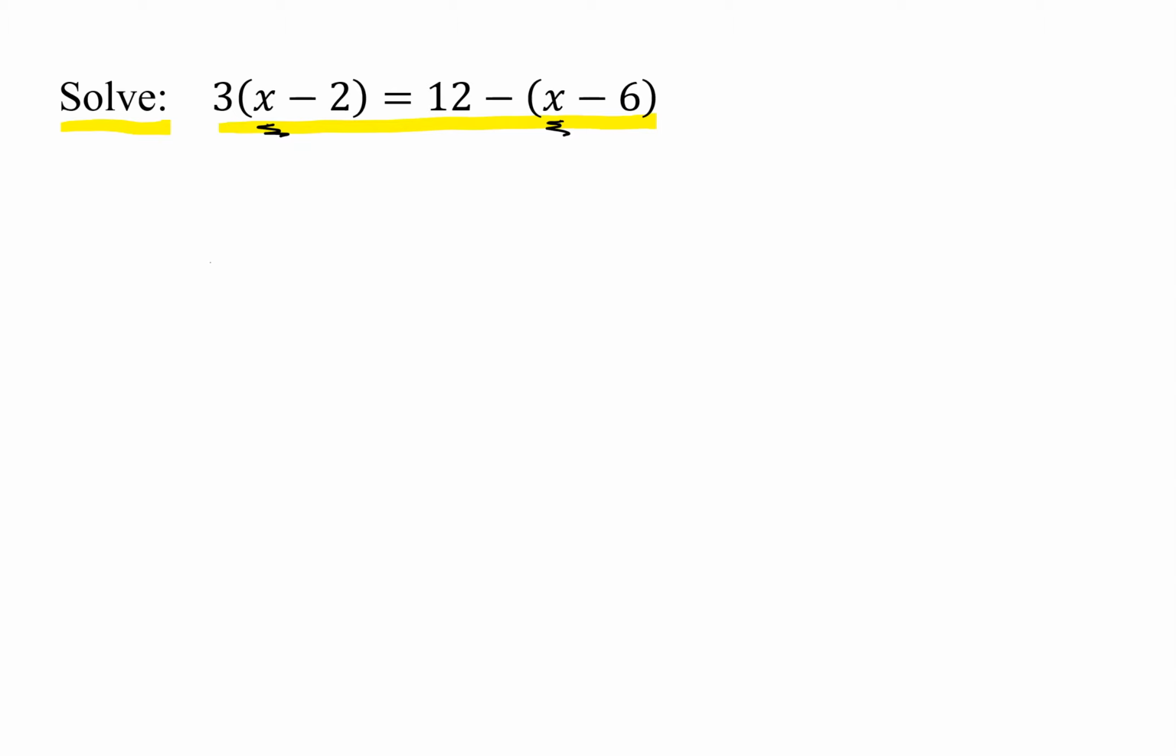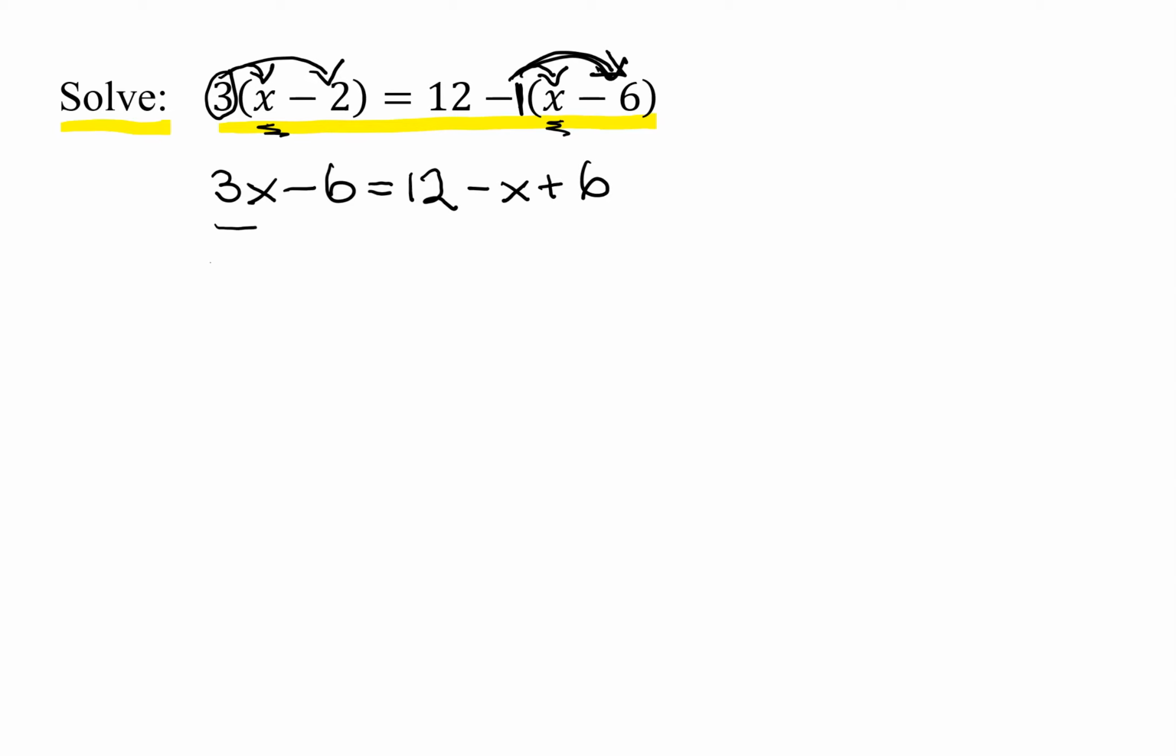So what we're going to do is to start out with distribute this 3 into this parentheses. So I'm going to get 3 times x is 3x, and then 3 times negative 2 is negative 6, equals 12. Now, be careful here. You really have a negative 1 in front of this parentheses. You're going to distribute it in, and it's going to change the sign of every term in the following parentheses. So negative 1 times x is negative x, then negative 1 times negative 6 is positive 6.